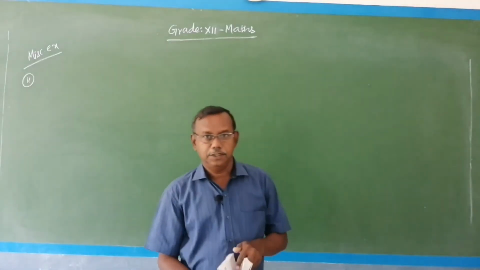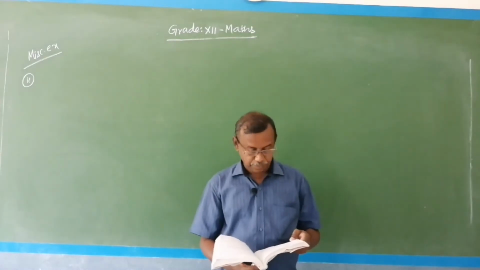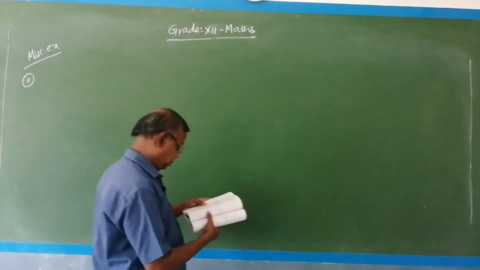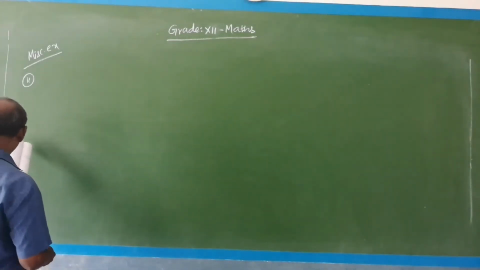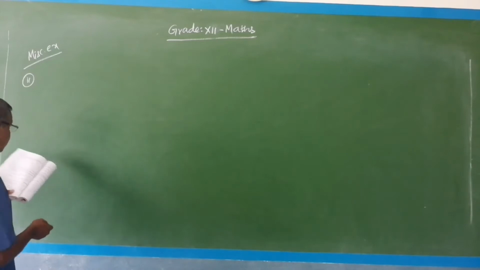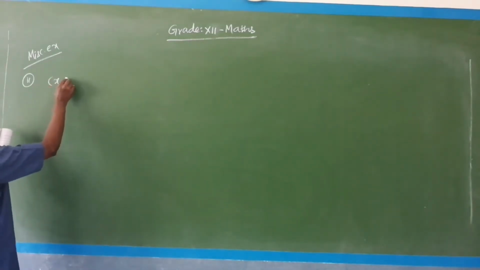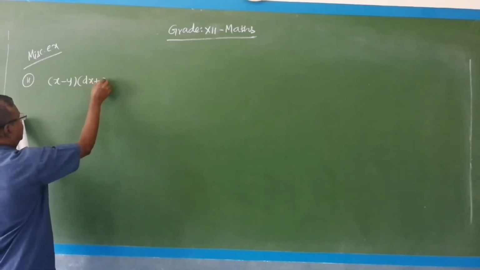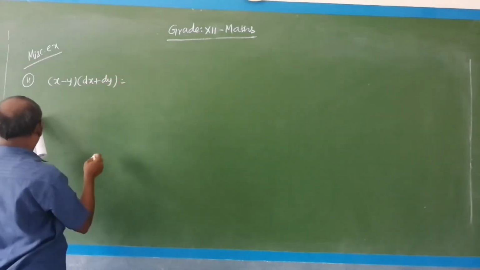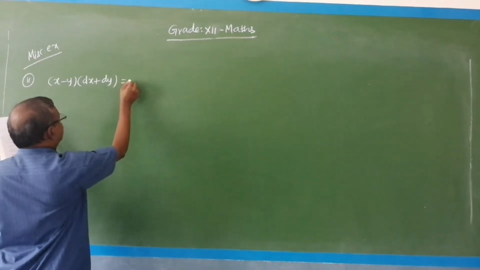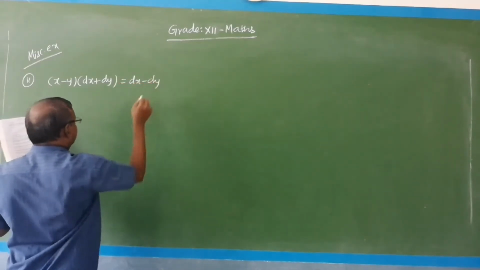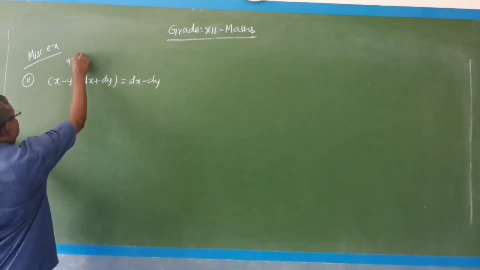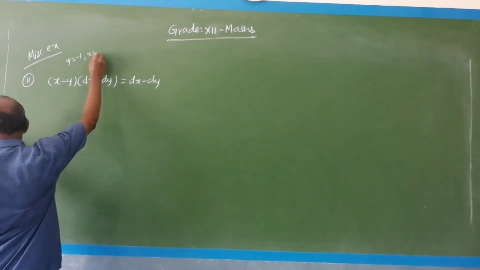Good morning, students. It is a continuation of miscellaneous exercise in chapter 9, question number 11. Find a particular solution of the differential equation (x minus y) dx plus dy equal to dx minus dy, given that y equal to minus 1 when x equal to 0.